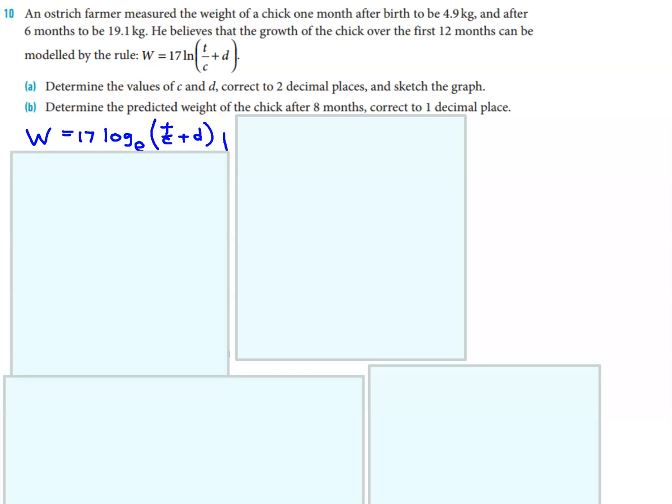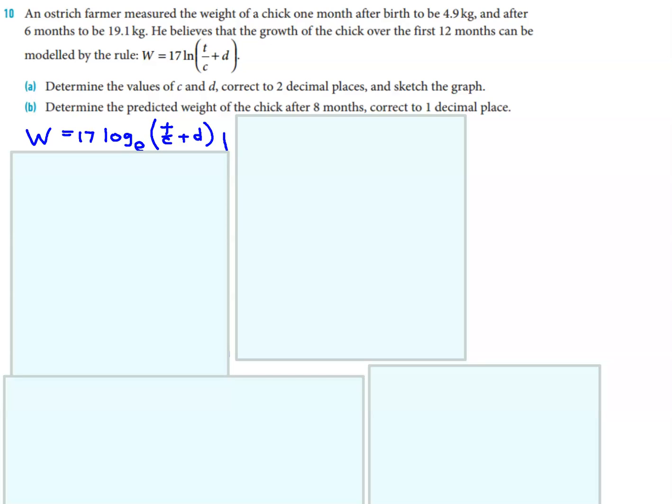Hello students, we're going to finish off exercise 3.7 by looking at question 10. In this video I'll just do determining the values of C and D, and then we'll follow that up with sketching the graph and determining the weight of the chick after 8 months, etc. But the hard bit is part A. Okay, so let's get started.